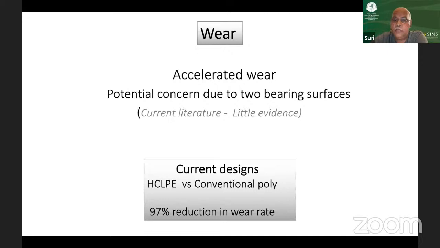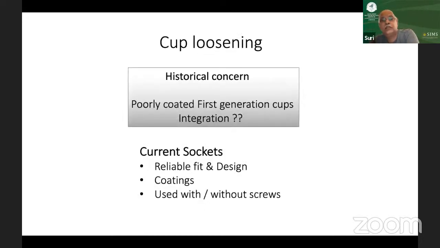Having said that, if you look at the current designs, the highly cross-linked polyethylene, which we use now as the interface material versus the conventional poly used in the earlier literature, there is a 97% reduction in the wear, and this is published data. So I think that concern is slightly mitigated, all other things being correct. If poly alone is the source being looked into, I think that has been mitigated considerably with the use of cross-linked polyethylene. That's a good sign for us to be a little more emboldened to use this.